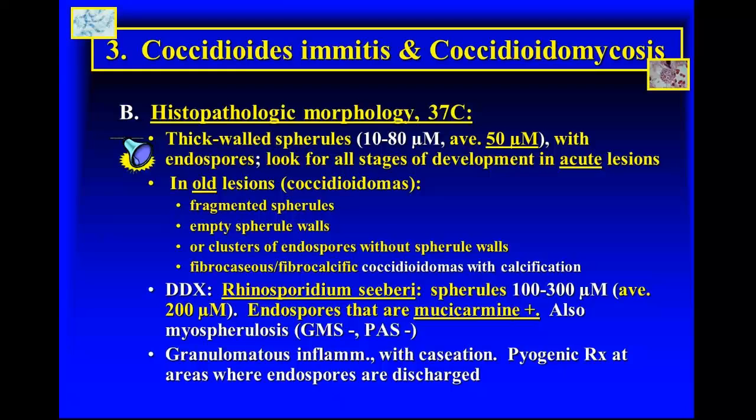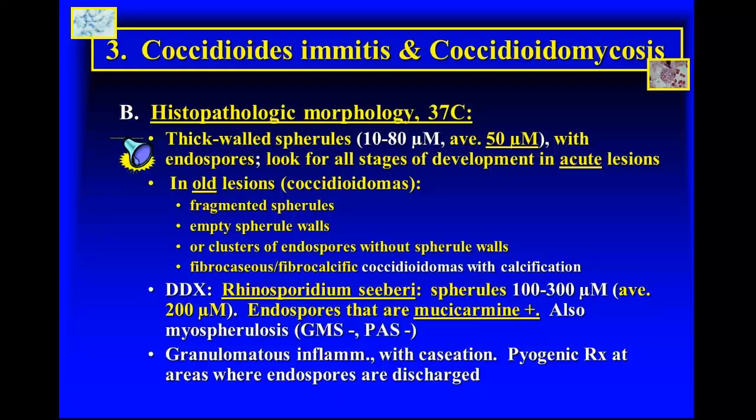Coxi at 37, pathognomonic. If you see a little star or this little bell, you've got to memorize that because nothing else will look like it. This is what you see for the boards. Thick-walled spherules, 50 microns is what you're going to remember. 2 to 5 microns histo, 16 Blasto, 50 Coxi spherules, huge, with many endospores.